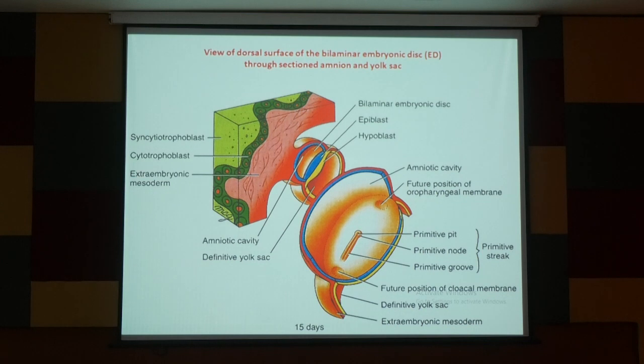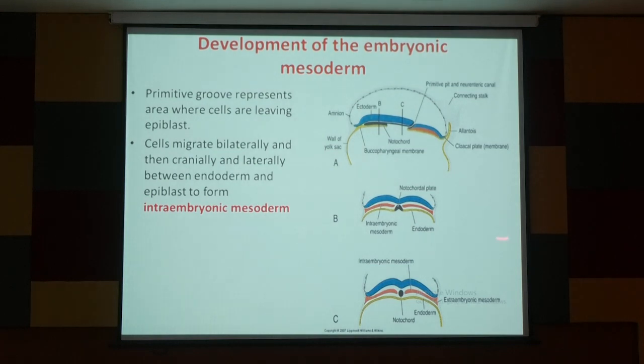So this is how the story begins. The cells present in this region move across through these plates. They move cranially, caudally, and laterally in between the blue layer and the orange layer and settle down. This is how the two layers become three layers. This in-between layer we call the mesoderm layer.